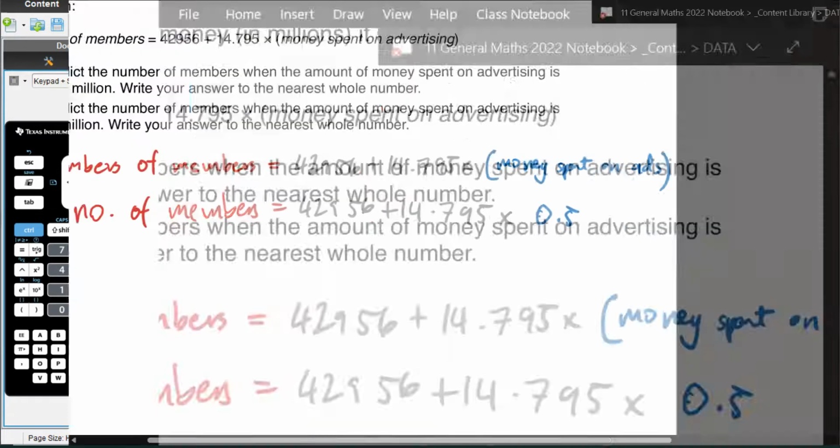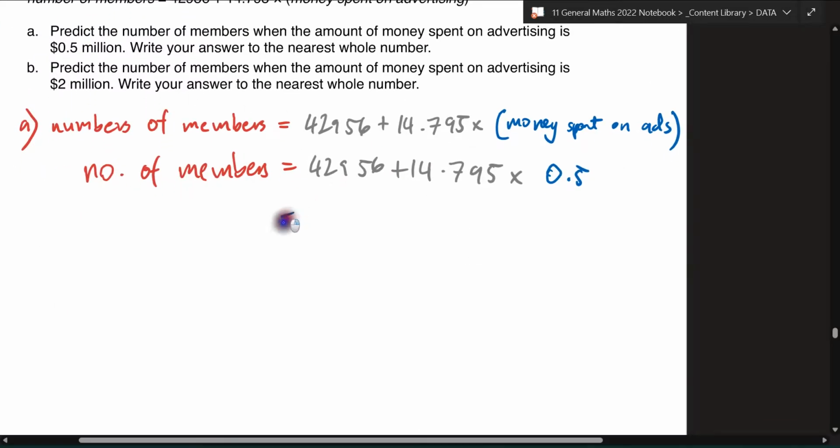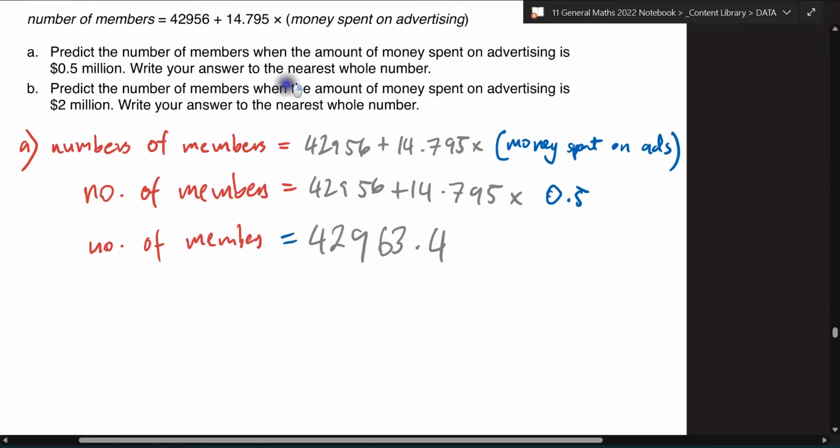42963.4. So we'll go number of members. Okay, make sure you round it to the nearest whole number, however. So that'll be 42,963.